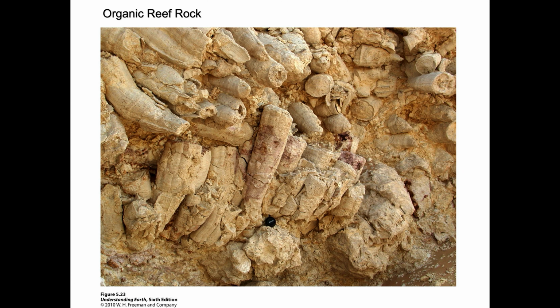We can have rudists. These are ancient organisms that make up the reefy structures of the Permian of West Texas. That's where the cheap, easy to get at oil is located. It's in these kind of rudist rocks.